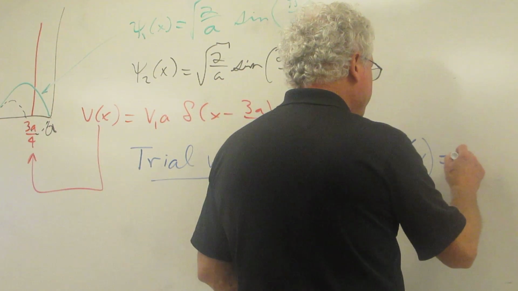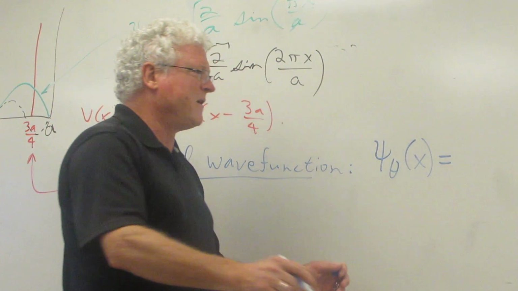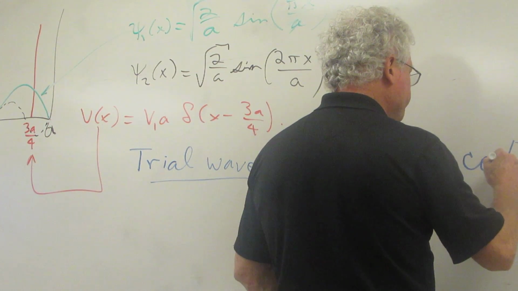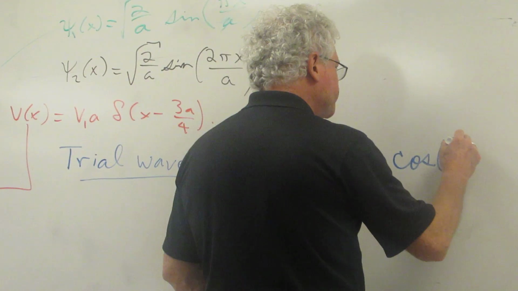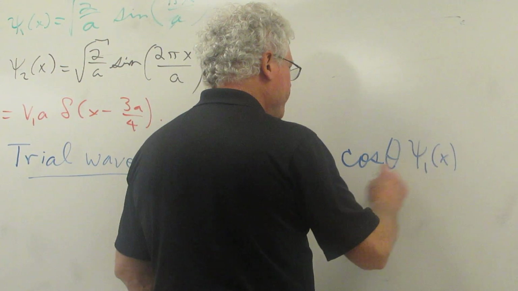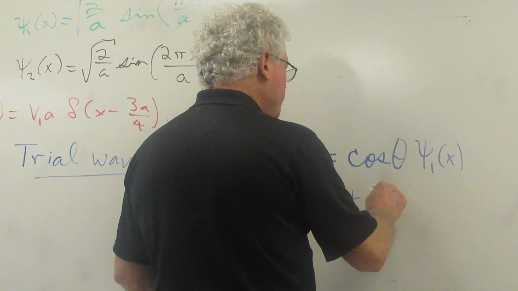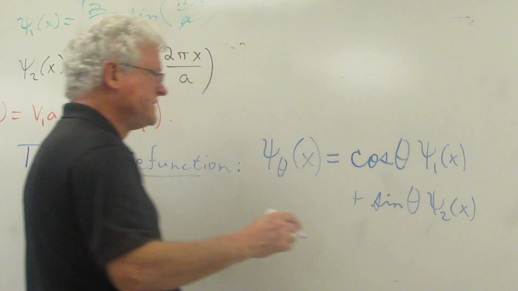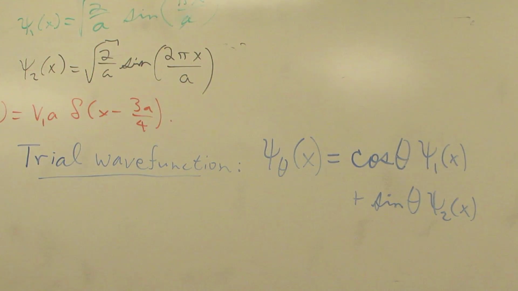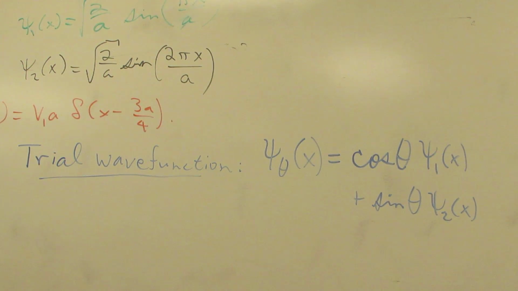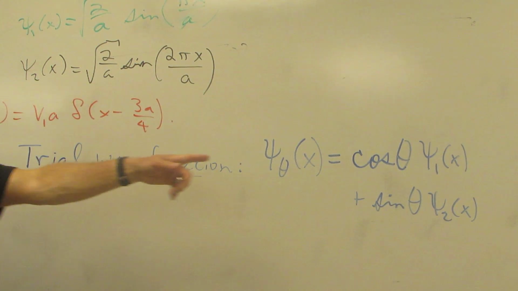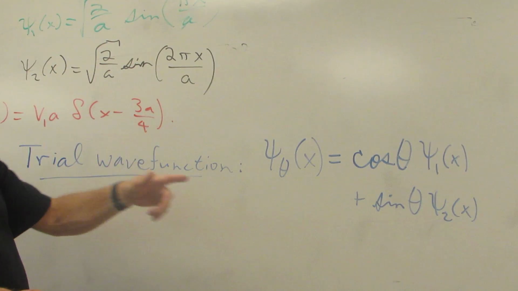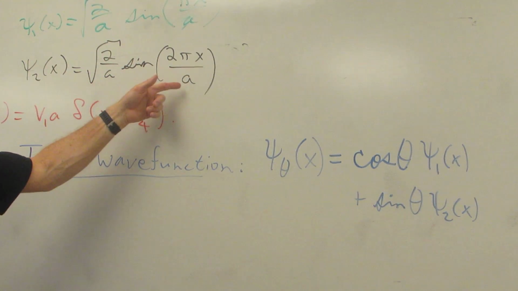So psi theta of x is equal to, and in order to guarantee that everything is already normalized, you could think of it like this. It's a combination of cosine of this parameter theta times the original psi 1 of x plus sine of theta times psi 2 of x. That guarantees everything is still normalized when you parameterize it in that way. In the homework I spelled these functions out: root 2 over A times the sine of this guy here, and so on.